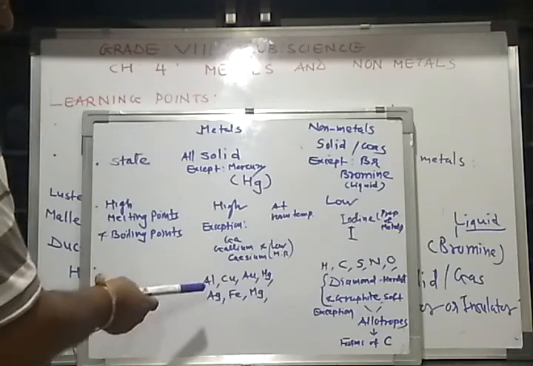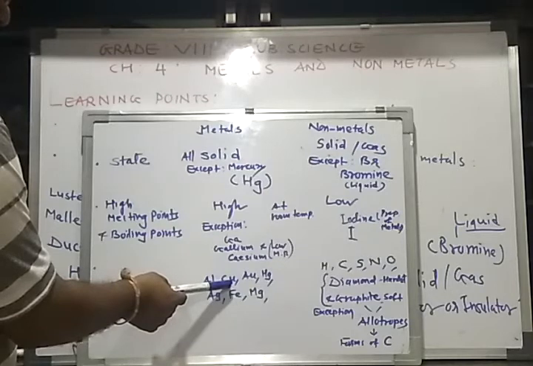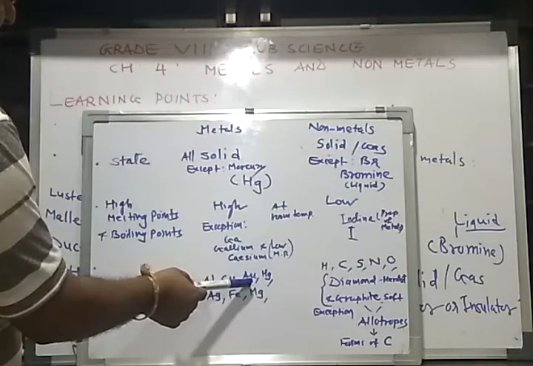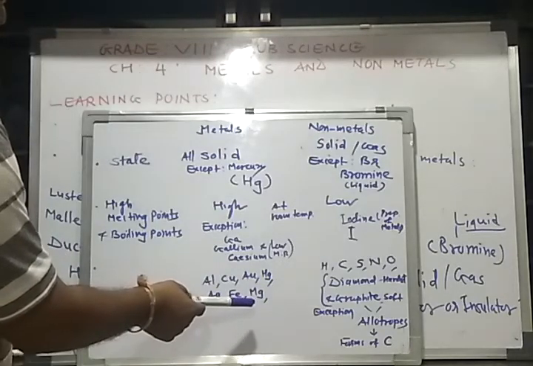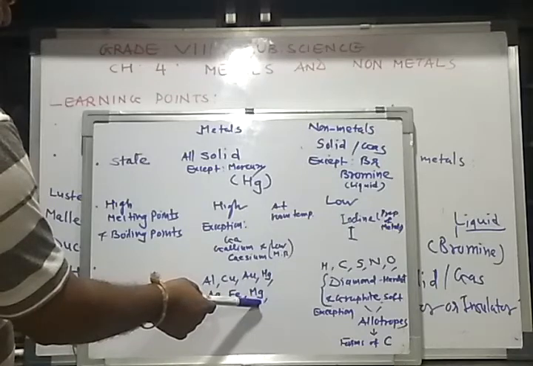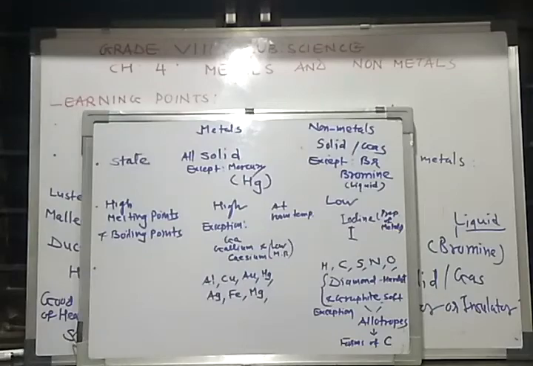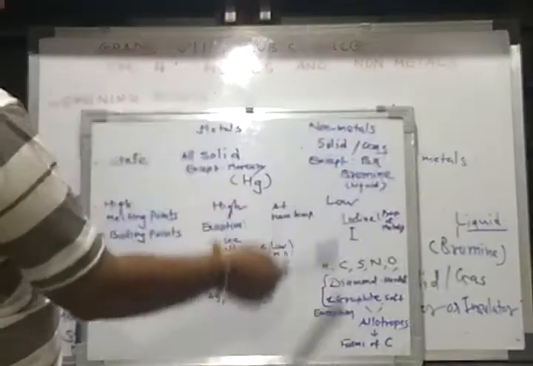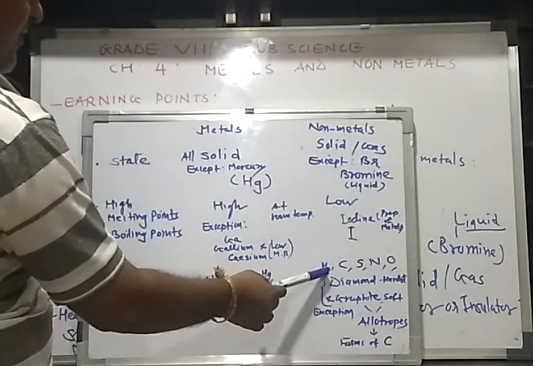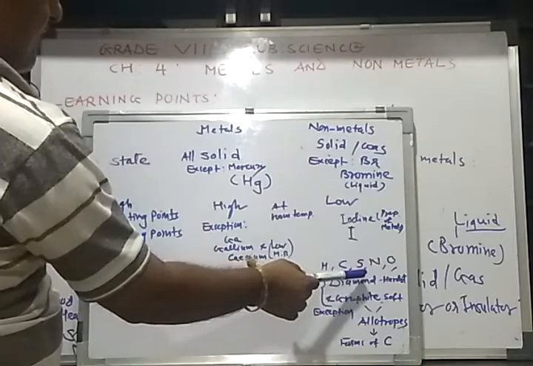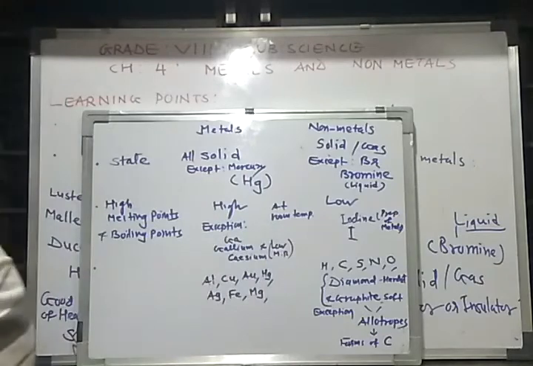Among metals, you can find aluminium, that is Al, copper means Cu, gold means Au, mercury means Hg, silver means Ag, iron means Fe, magnesium means Mg. These all belong to metals. In the case of non-metals, you can find the very first element of the periodic table, hydrogen, then carbon, sulfur, nitrogen, oxygen. They are all non-metals.